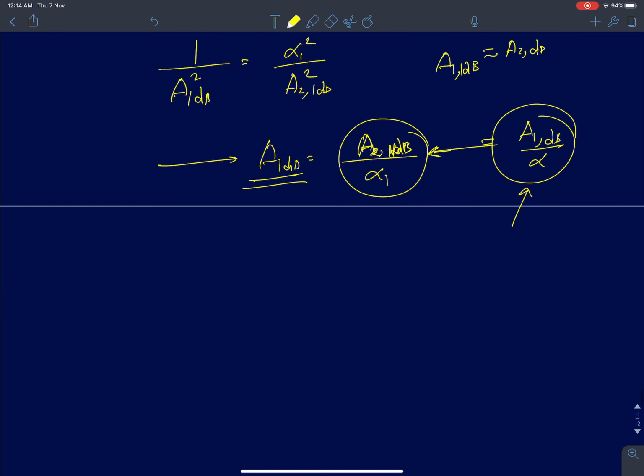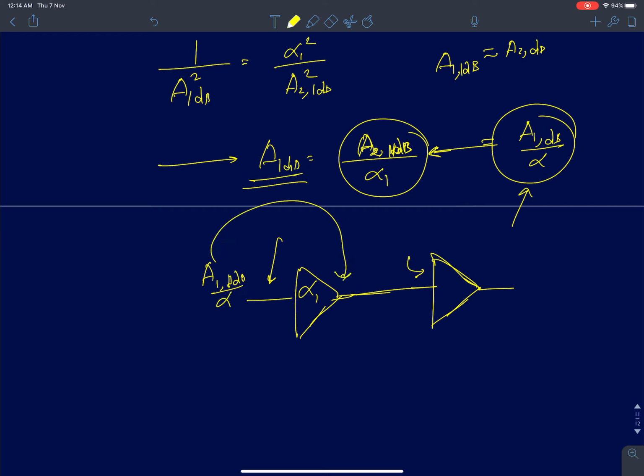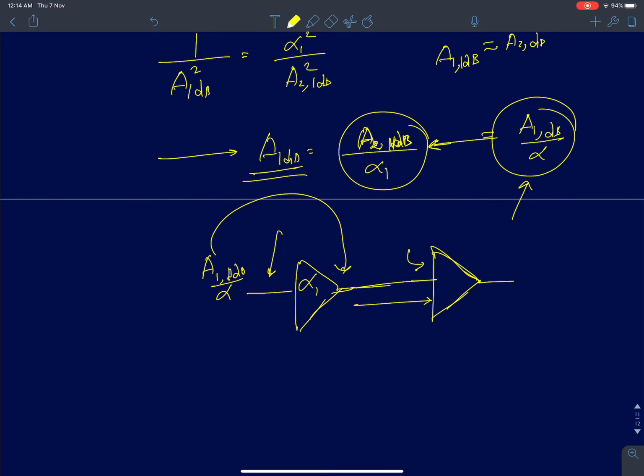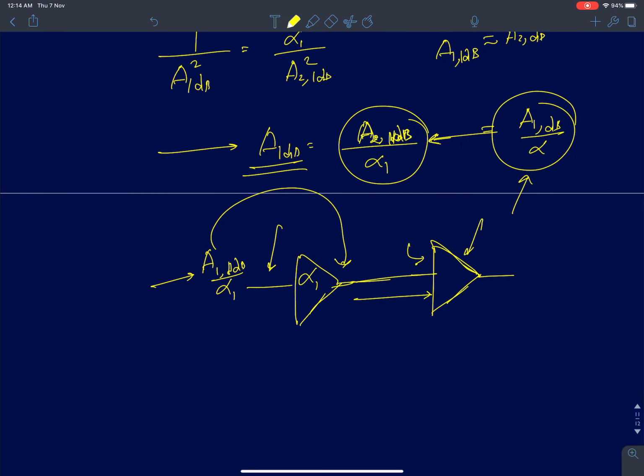Because the second stage also has the same 1 dB compression point, which means you can't apply an input greater than A1 dB for the second stage. Which means at the first stage, because the gain is alpha 1, you can't apply an input greater than A1 1 dB by alpha, because it's going to amplify by alpha in the first stage. That's the signal which the second stage is going to see. So if you give a signal greater than that for the first stage, then you are going to compress the second stage significantly.